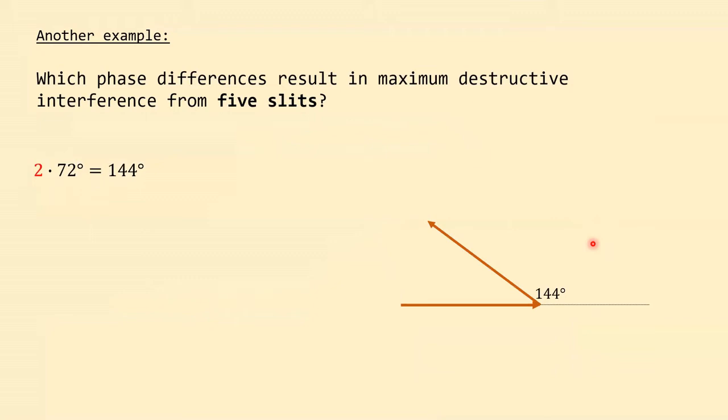What happens if we try double 72 degrees? Remember, for 4 slits, we found that 90 degrees produced total destructive interference, and then 90 times 2, which is 180, 90 times 3, which is 270. Does the same thing work for 5 slits? Our basic unit was 72 degrees. Let's try double that. Let's see what happens when the phase difference between adjacent slits is 144 degrees.